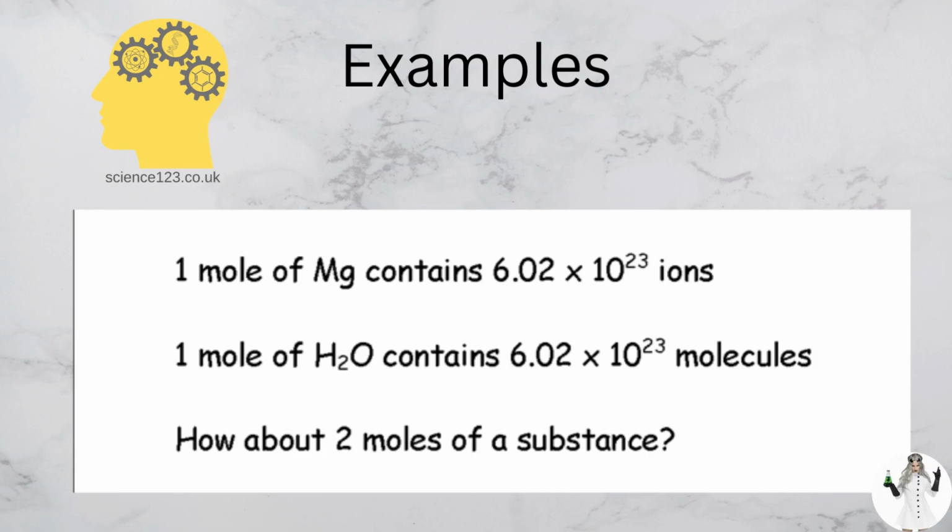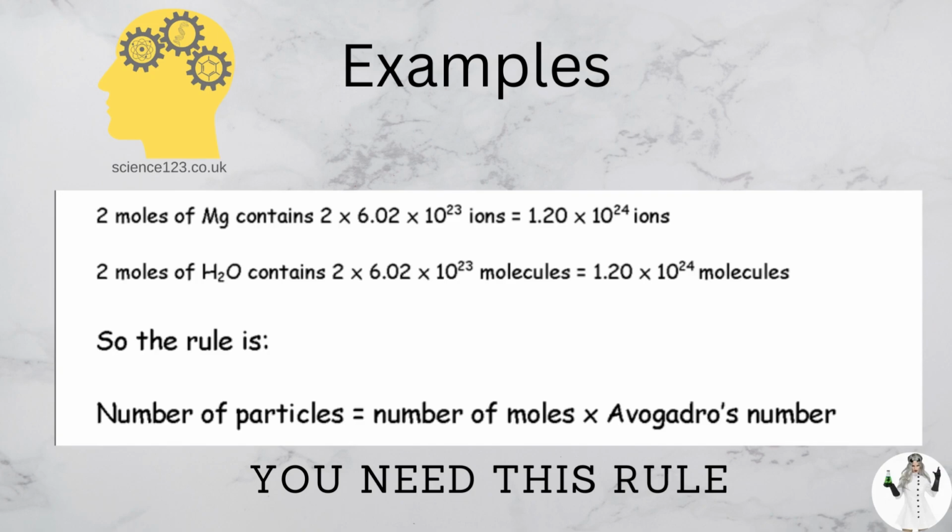But how about if you are asked to calculate how many particles are in 2 moles of a substance? So logically, in 2 moles of any substance, you will have double the number of particles that are in 1 mole of that substance. So the rule is number of particles equals the number of moles times Avogadro's number. Now you do need that rule, but I am not someone who likes to just memorise the rules. It is easier for me if I can derive it as I have just done in this example. Hopefully you will find that useful too.